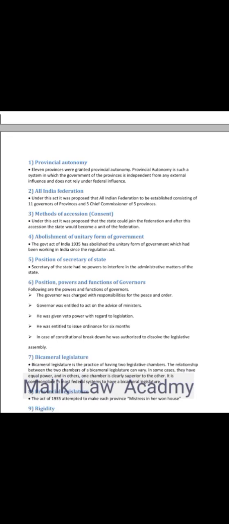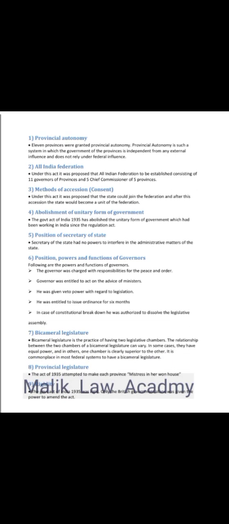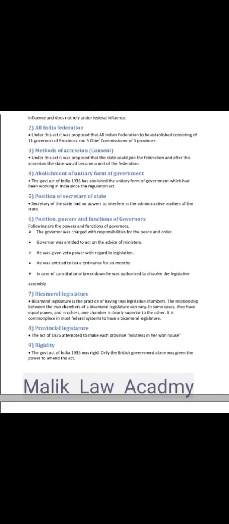Position, power and function of the governor. The governor was charged with responsibility for peace and order. The governor was entitled to act on the advice of ministers. He was given veto power with regard to legislation. He was entitled to issue an ordinance for 6 months. In case of constitutional breakdown, he was authorized to dissolve the legislative assembly.